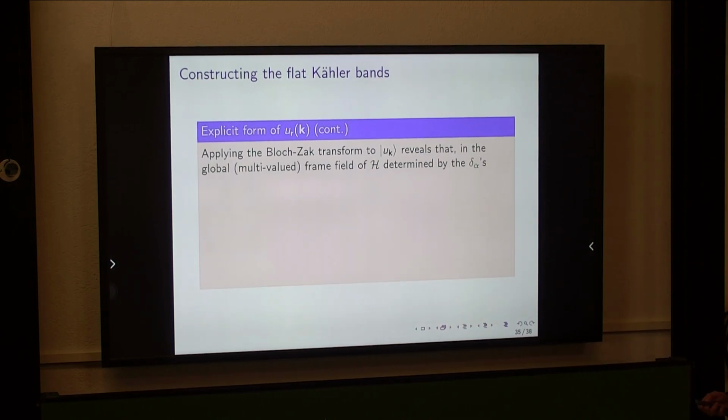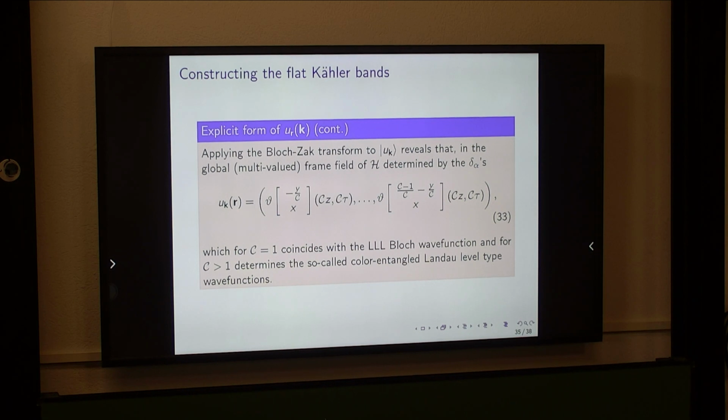Okay, so if you apply, I'm not going to do this because I don't have time, but if you apply the Bloch-Zak transform to U sub k, you will find that the coefficients can be written like this, using the delta alphas, which are essentially a global frame field for H, multi-valued, because H is a non-trivial vector bundle, but you can write them like this. And for C equals 1, this is nothing but the lowest Landau level Bloch wave function. And for C greater than 1, it determines so-called color entangled Landau level type wave functions.